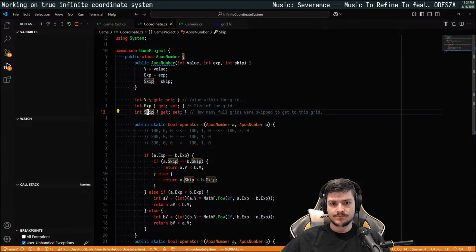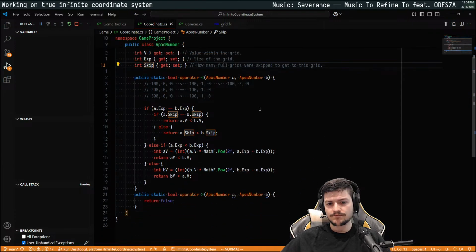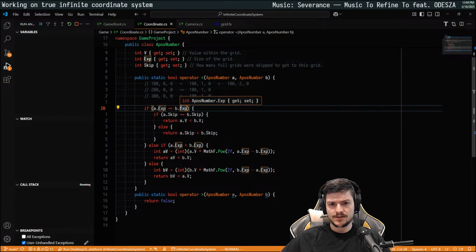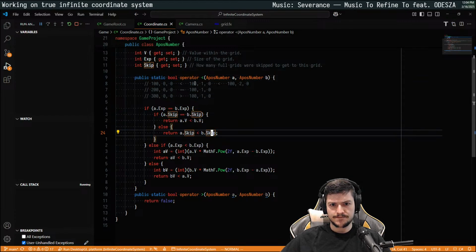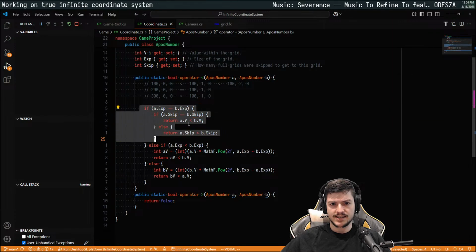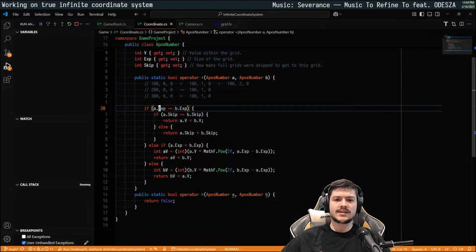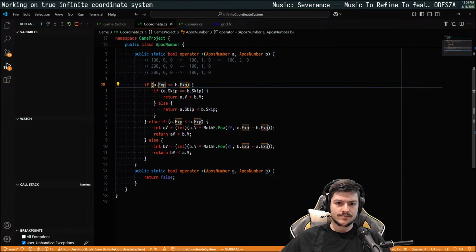Skip. What do we do with skip? If the exponent is the same and the skip is the same, it means the numbers are together. Otherwise, the smaller means the number is smaller, since they're on the same scale. If the exponent is different, in other words, A is smaller than B.